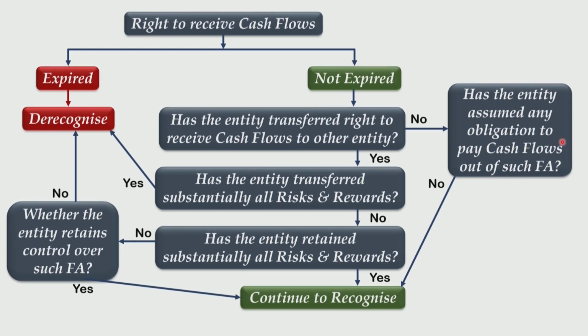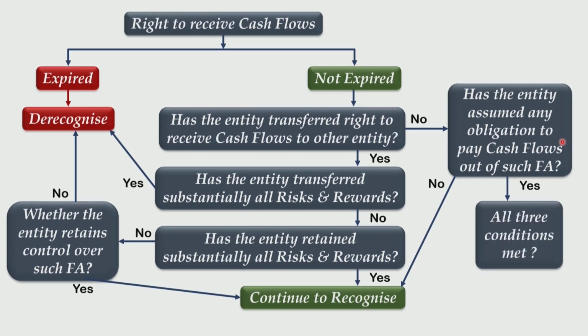If the answer to this question is yes, then another question arises. All the three conditions, are they met? Those same three conditions that we have discussed some time back, are these conditions met? If the answer to this question is no, then you continue to recognize the asset. If the answer is yes, then you further ask, has the entity transferred substantially all risks and rewards, and then automatically the flow goes this way. So if the answer is yes, connect this to this tab and you will further ask the question, has the entity transferred substantially all risks and rewards? If not, has the entity retained the risk and reward, and so on.